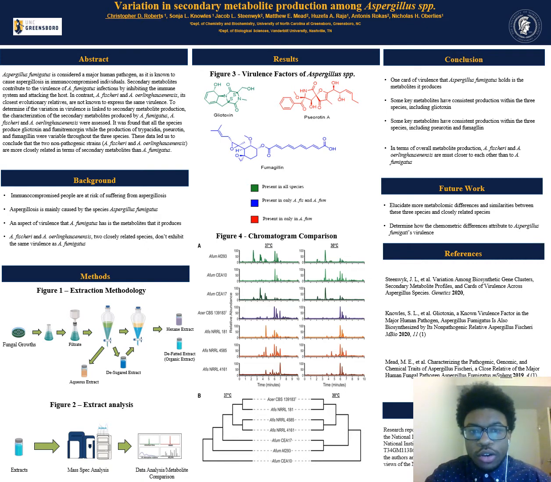At first glance, the chromatogram showed a clear difference between Aspergillus fumigatus and the other two species. Qualitatively, all the fumigatus strains look similar to each other, while all the fischeri strains look similar to each other. Aspergillus oerlinghausenensis is similar to Aspergillus fumigatus, but based on looks alone, Aspergillus oerlinghausenensis is most similar to fischeri. Using the clustering program mentioned earlier, we can see that Aspergillus oerlinghausenensis and Aspergillus fischeri are more similar to each other than they are to Aspergillus fumigatus. This shows that it is possible that high virulence from Aspergillus fumigatus is from its unique secondary metabolite production.